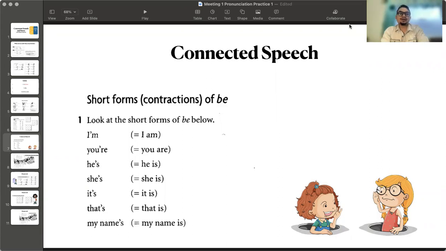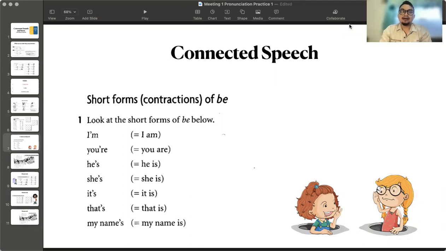All right, friends. Now we have I am, you are, he is, she is, it is, that is, and my name is. Okay, if you look at that, it's very familiar forms that you usually do use in daily conversation. All right, but then in order to be like a native speaker, you have to think differently and then you have to pronounce it differently because of what? Because you know the connected speech.